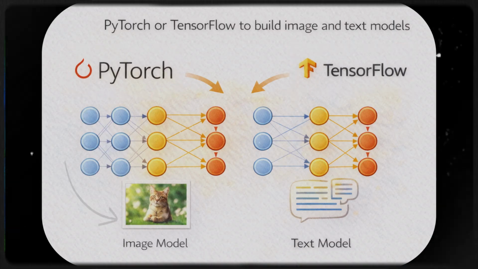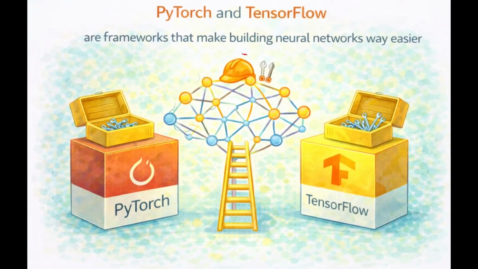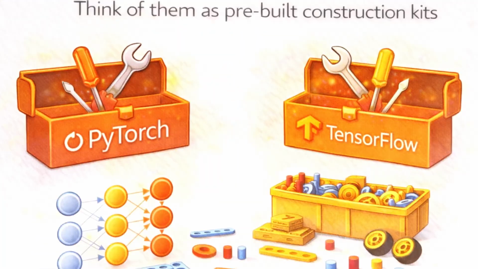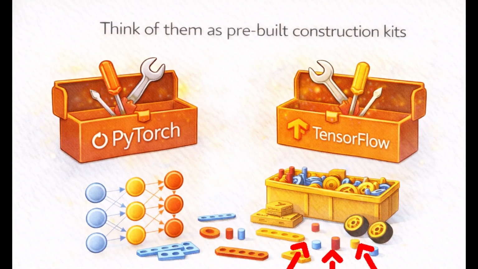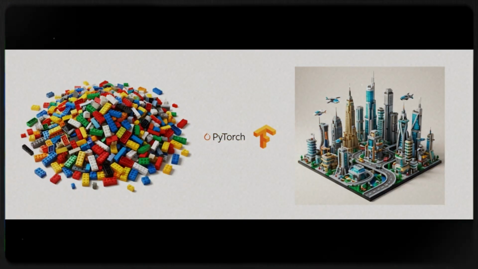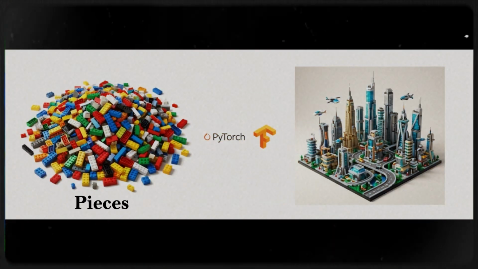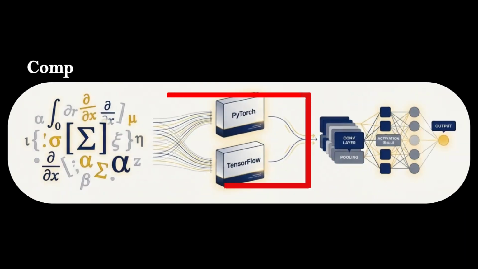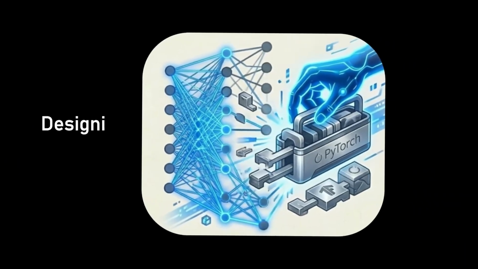Also, learn to use tools like PyTorch or TensorFlow to build image and text models. PyTorch and TensorFlow are frameworks that make building neural networks way easier. Think of them as pre-built construction kits. Instead of manufacturing every single Lego piece from scratch, you get the pieces and just assemble them into whatever you want. These frameworks handle the complex math and let you focus on designing the architecture.